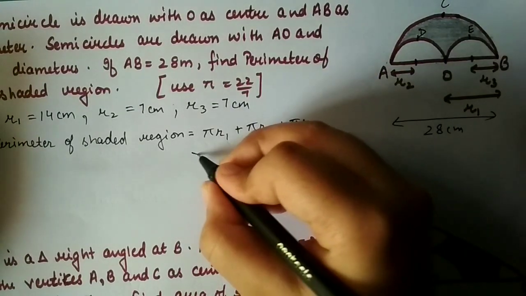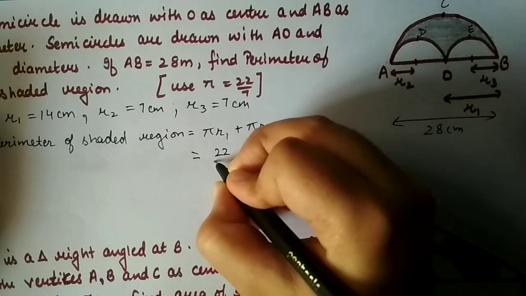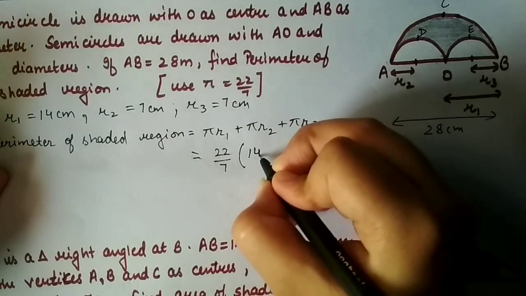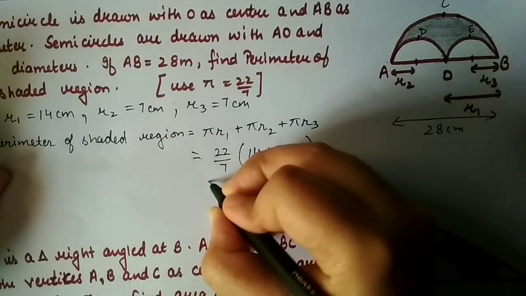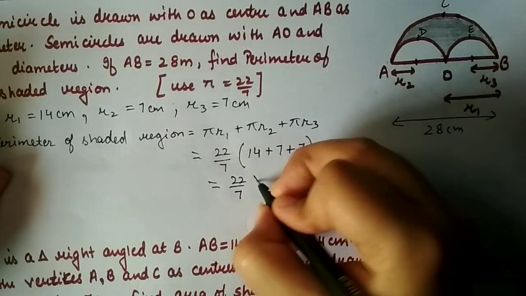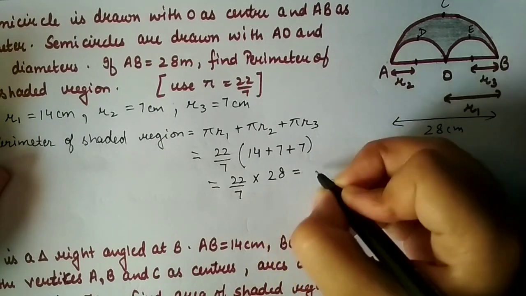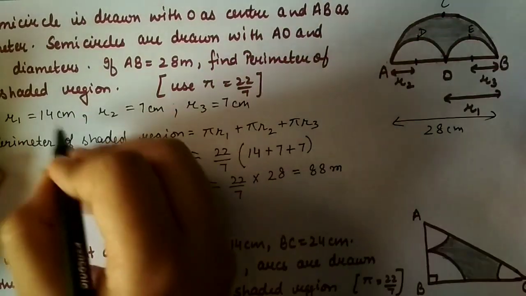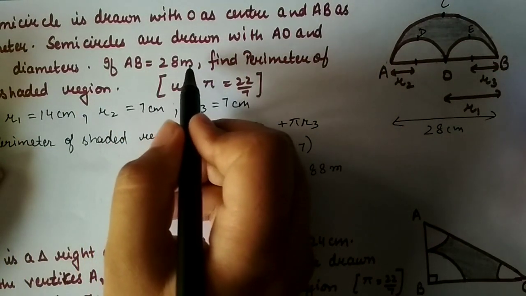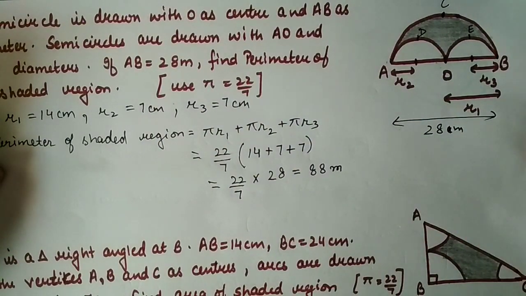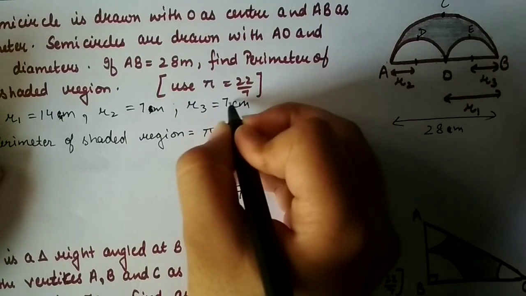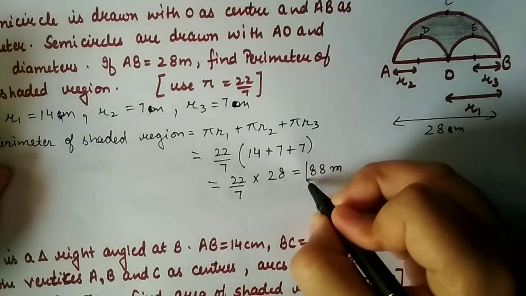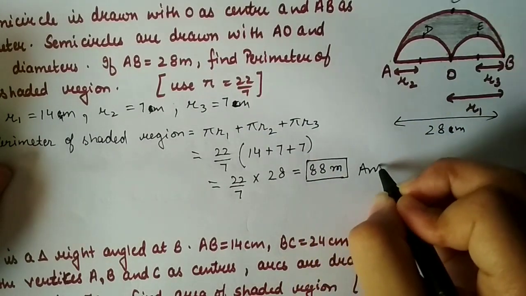Okay, so value of pi is to be taken as 22/7. You can take pi common and in the bracket it is r1, that is 14 plus 7 plus 7. So it is 22/7 into 28. So your answer is 88 meters. I'm sorry, here AB is given in meters, so radius is also in meters. I wrote centimeter by mistake. So answer is in meters. 88 meters is your answer.